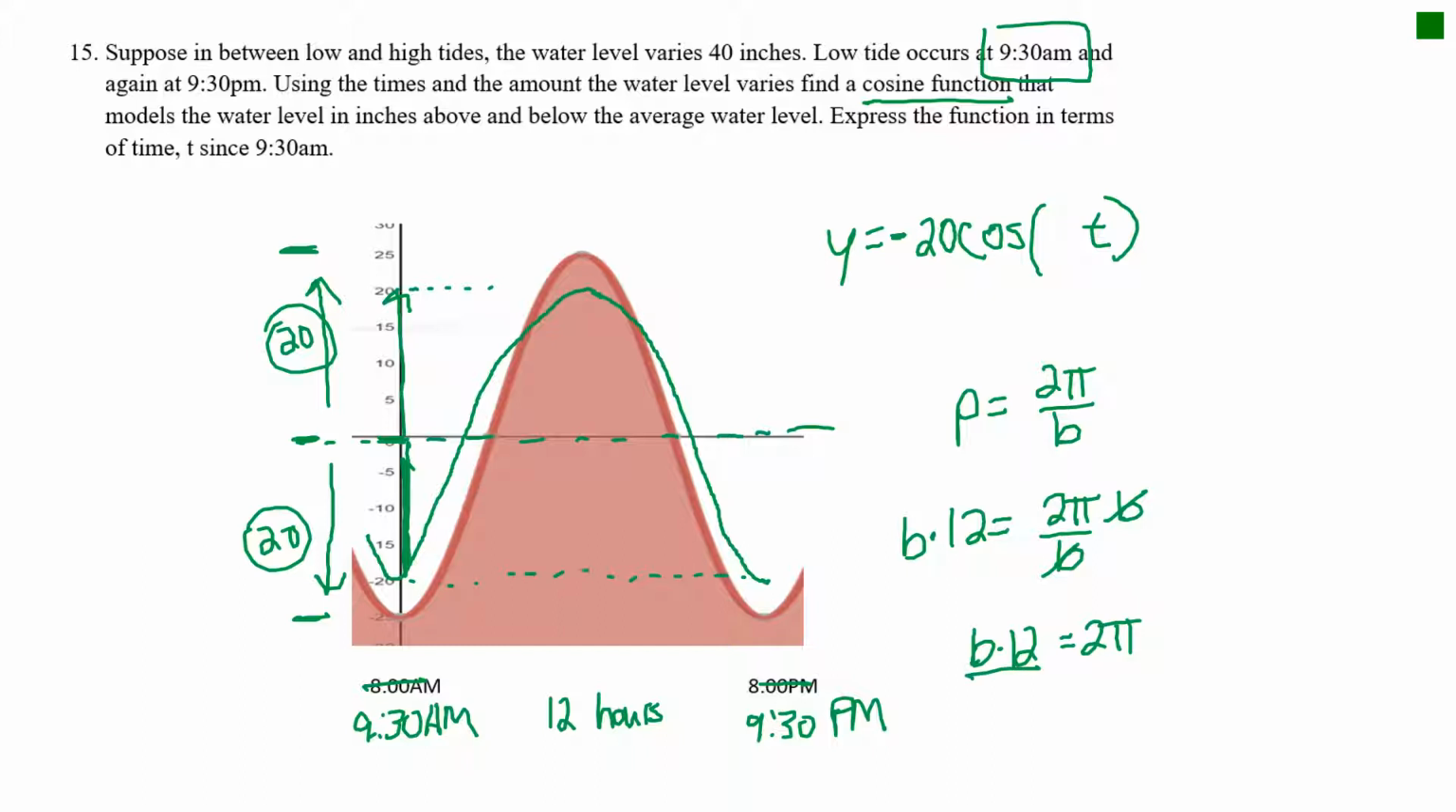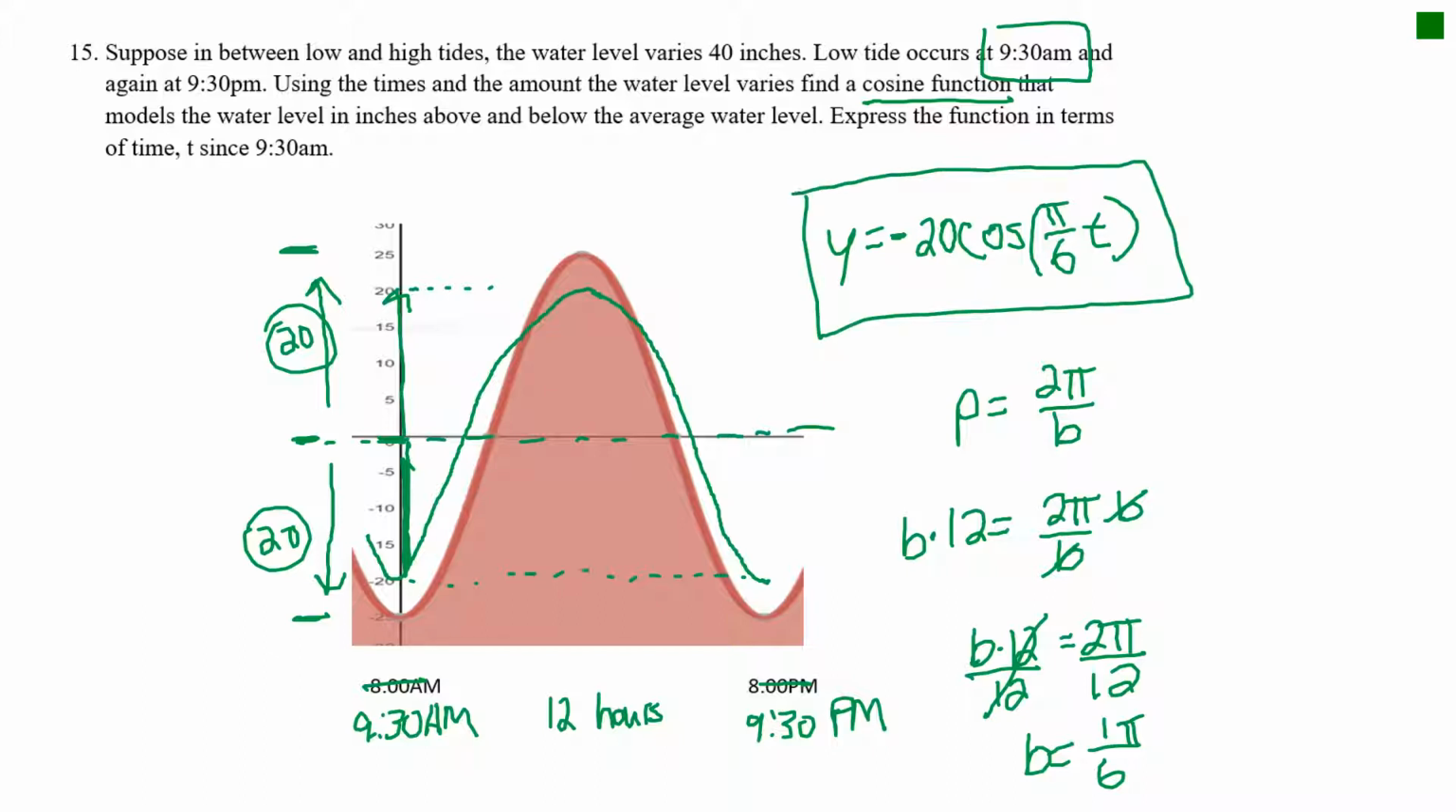Now I have to undo this left side by 12, so instead of multiplying by 12, I'm going to divide by 12. I divide this side by 12 as well, so b will be 2 divided by 12, which reduces to 1 over 6. And don't forget to keep pi up there. So now I'm going to move pi over 6 up here to be my value for b in my equation, and that's going to be my final answer.